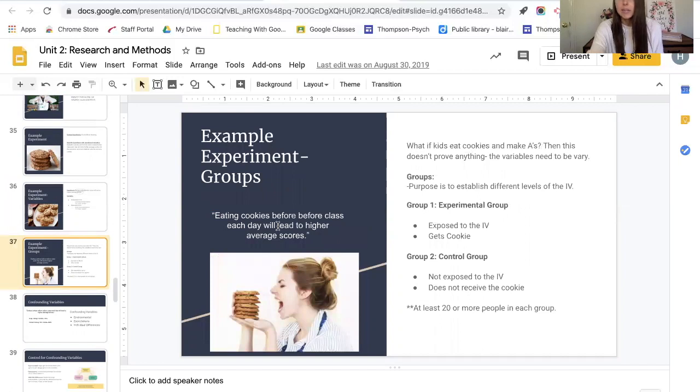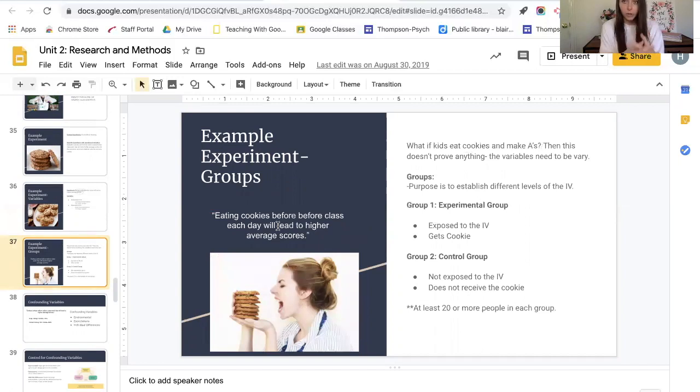And then remember, in an experiment, you always have to have two groups. You have to have the experimental group, the group that gets the independent variable. So if you're using this cookie score situation, your experimental group would be the group that gets the cookie, right?